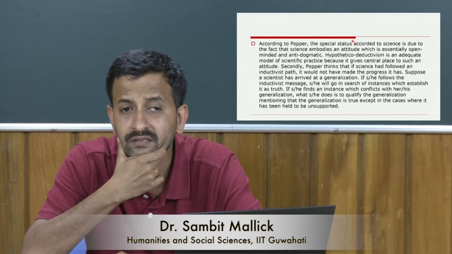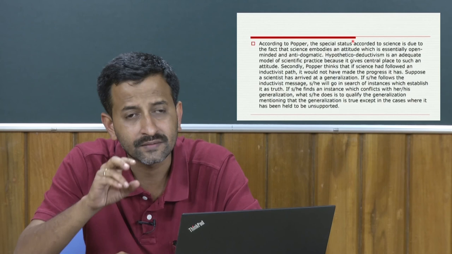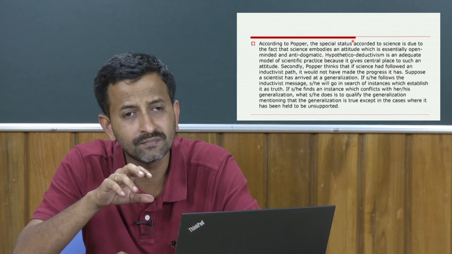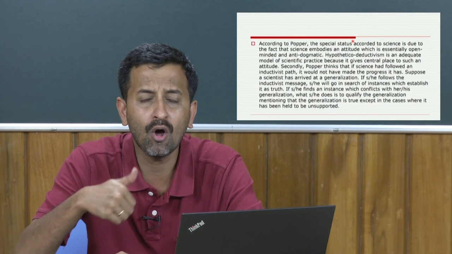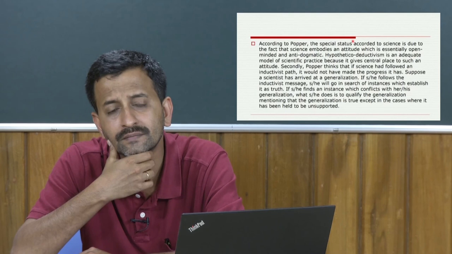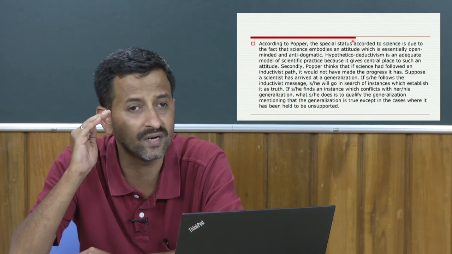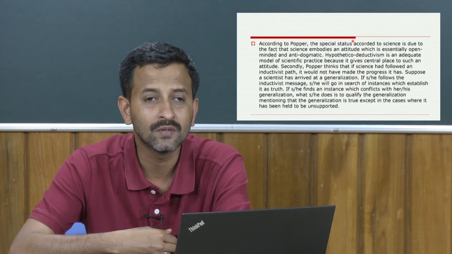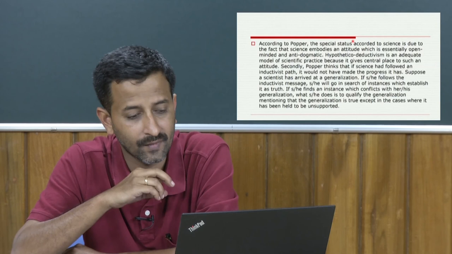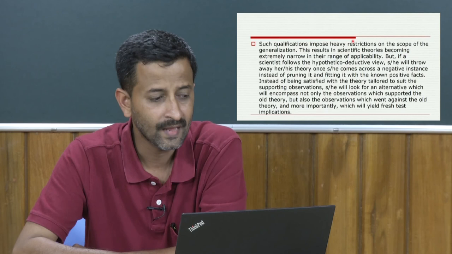I mean, the way Popper is trying to make reference to such instances: you can pose this question to any scientist, whether he or she goes on and on accumulating only instances to support a particular theory, does knowledge make progress in this kind of scenario? No, in the Popperian schema it is not. In the Popperian schema, we make progress in the production of knowledge, in knowledge acquisition activities, only when we try to falsify the existing theories. We must try to collect data which can falsify the existing scientific claim. And such qualifications impose heavy restrictions on the scope of the generalization.